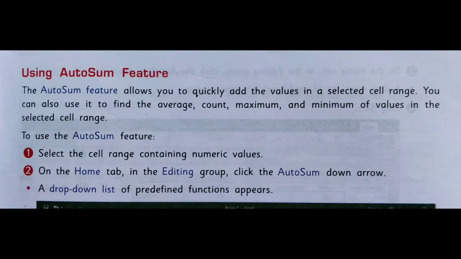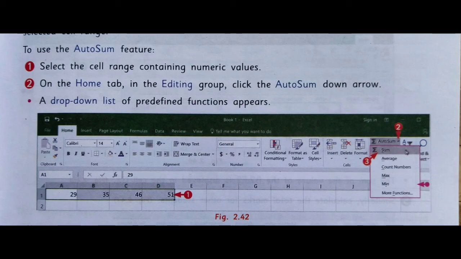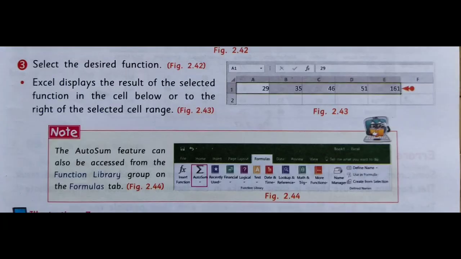Using the AutoSum feature. The AutoSum feature allows you to quickly add the values in a selected cell range. You can also use it to find the average, count, maximum and minimum of values in the selected range. To use the AutoSum feature, select the cell range containing numeric values. On the Home tab in the Editing group, click the AutoSum down arrow. A drop-down list of predefined functions appears. Select the desired function in figure 2.42. Excel displays the result of the selected function in the cell below or to the right of the selected cell range, which you will see in figure 2.43.